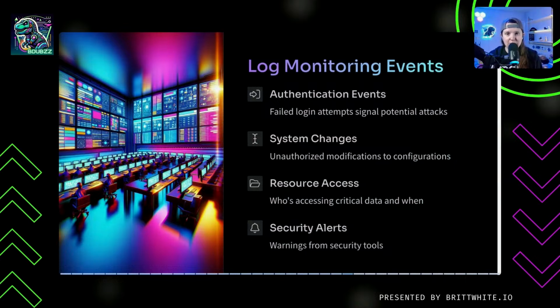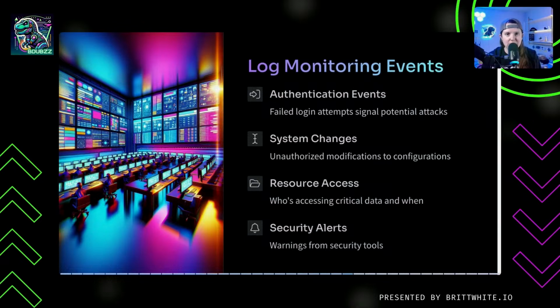Let's talk about monitoring events. These are the key activities we need to watch in our systems to stay secure. These are our critical indicators that something might be wrong. Authentication events are our first watch point. For example, if we see multiple failed login attempts, this could signal someone attempting a brute force attack to crack passwords and gain unauthorized access.